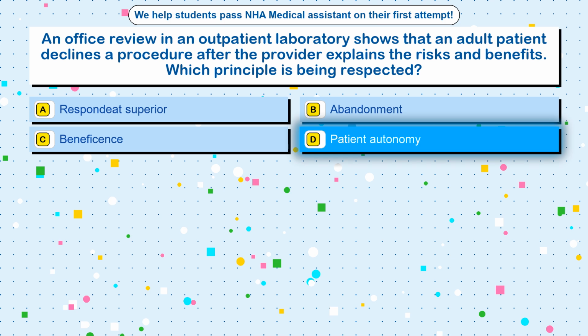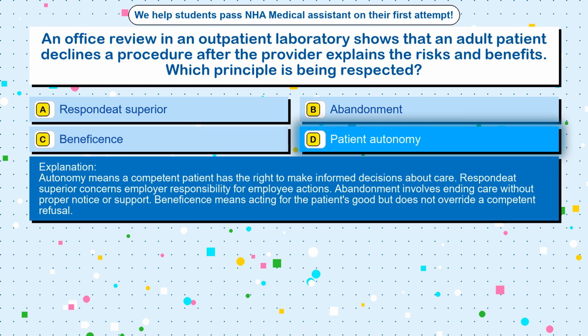The correct answer is option D, patient autonomy. Autonomy means a competent patient has the right to make informed decisions about care. Respondeat superior concerns employer responsibility for employee actions. Abandonment involves ending care without proper notice or support. Beneficence means acting for the patient's good but does not override a competent refusal.